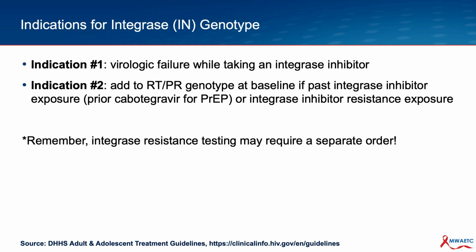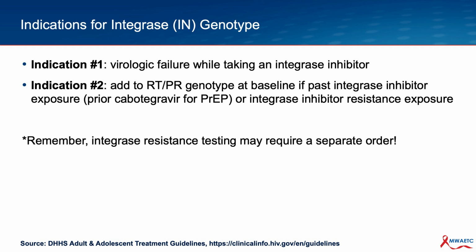Now let's come back to the integrase genotype, the integrase resistance testing. Again, for some labs, this may be a separate order, maybe something you have to add on. That's certainly true for us in our clinic. So when do we send an integrase genotype? By far the most common indication is when virologic failure occurs for a person taking an integrase inhibitor. So if someone has virologic rebound to above 200 copies and they're taking bictegravir or dolutegravir or raltegravir or elvitegravir or nowadays cabotegravir rilpivirine, then we absolutely want to send resistance testing, and we want to add on testing for integrase resistance.